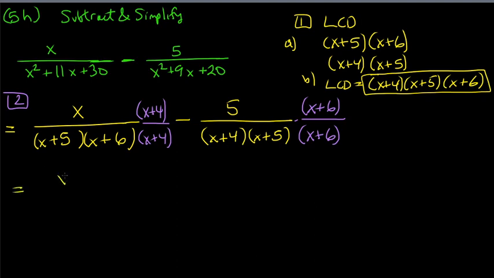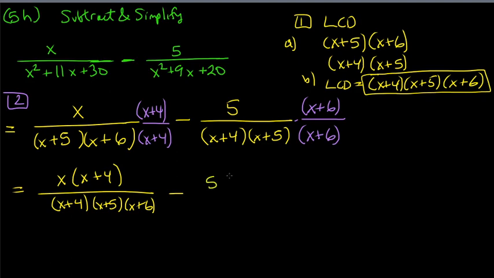So that's the numerator. Let me put the x plus 4 first. And then minus 5 times x plus 6, all over the same denominator, x plus 4, x plus 5, x plus 6.